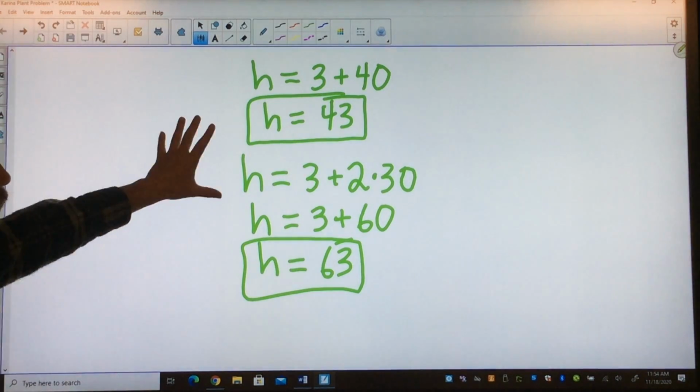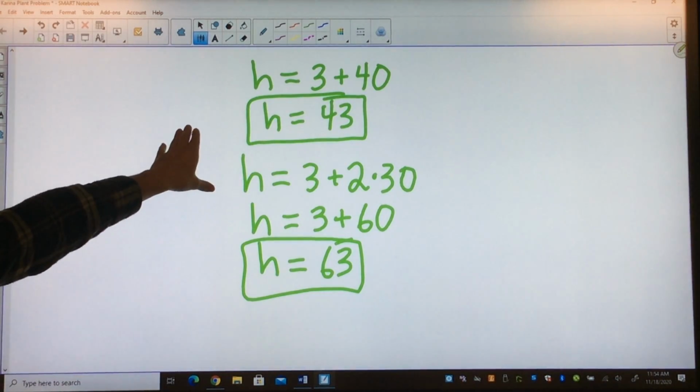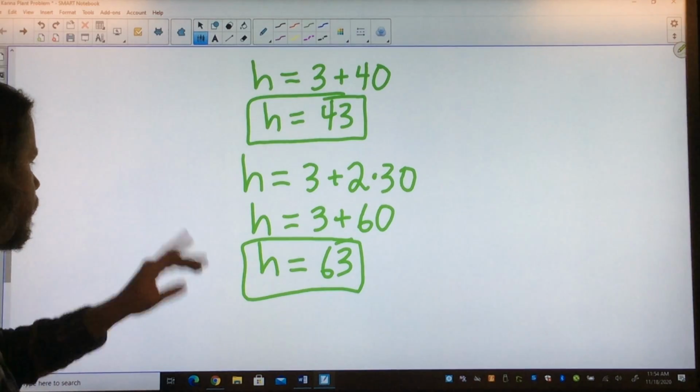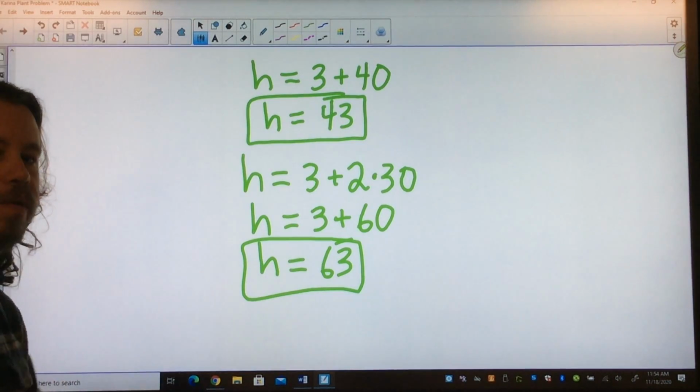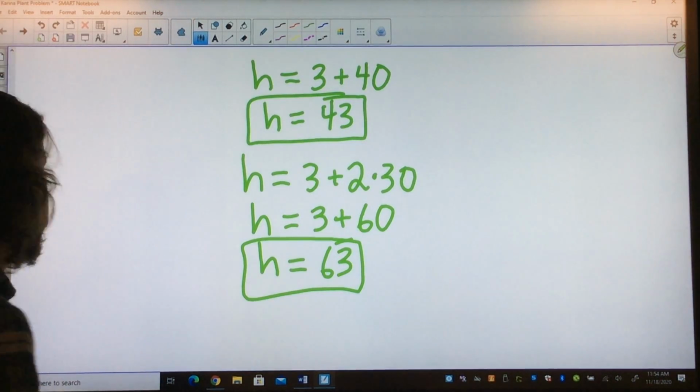Okay, so why do we call this a linear model? Let's look at a graph and see why we would call this a linear model.